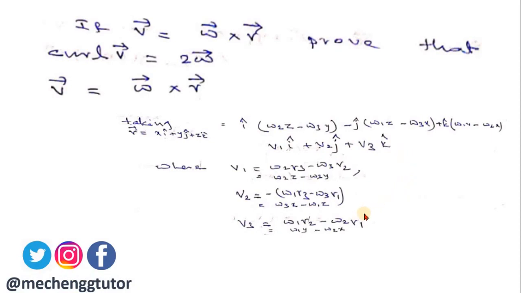What is our v1 here? w2 r3 minus w3 r2, that is w2 z minus w3 y, so that you can understand more clearly. Then v2 is minus of (w1 r3 minus w3 r1), so w3 x minus w1 z. Similarly, v3 we get w1 y minus w2 x.